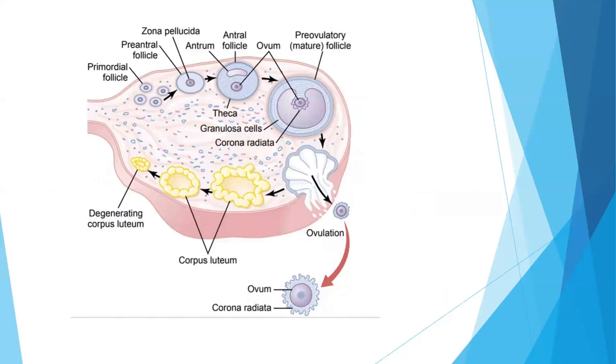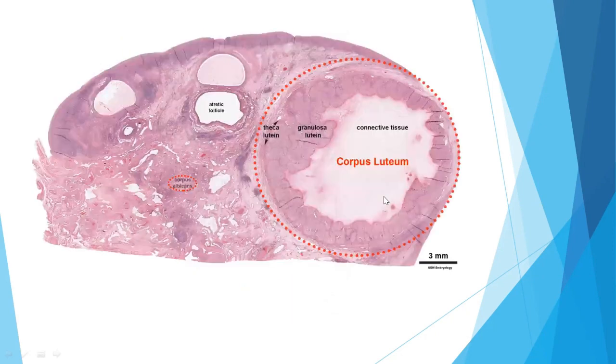Now, this is how the typical ovulation happens. So this is just from your basic sciences knowledge. There is the primordial follicle, there is this preantral follicle, this is the antral follicle, the mature follicle, and then it ruptures and releases the ovum. Now, this is just the histological picture of the corpus luteum.